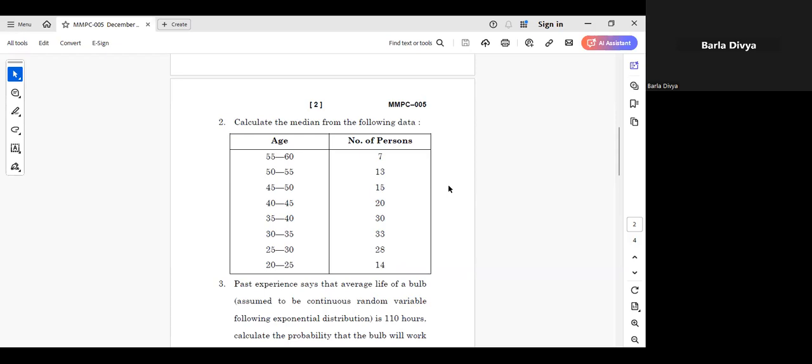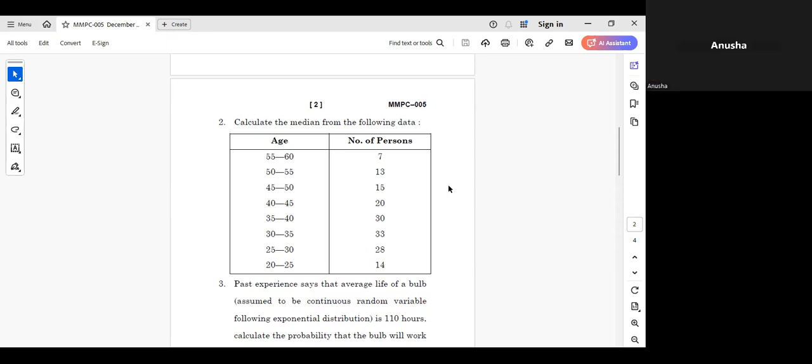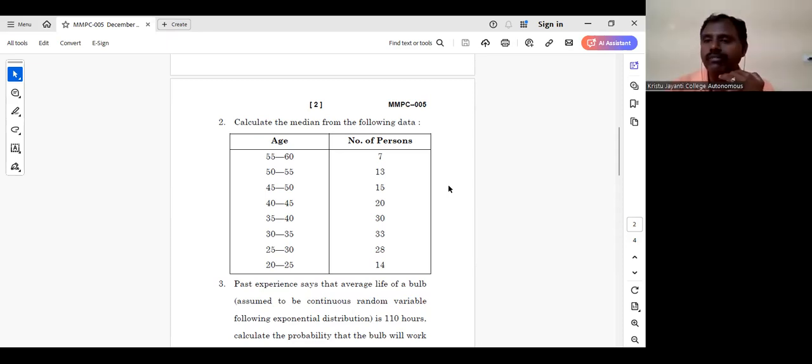Taking the midpoint? No. Whenever you are going to calculate the mean value, the average value, that time only you have to find the midpoint of the class interval. For calculating the median, you don't need to calculate the midpoint. Cumulative frequency, yes, we have to calculate the cumulative frequency. That step, that class I gave, I remember I asked you to write it in the notes.